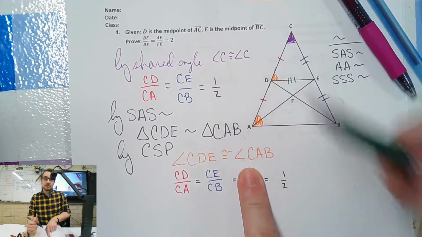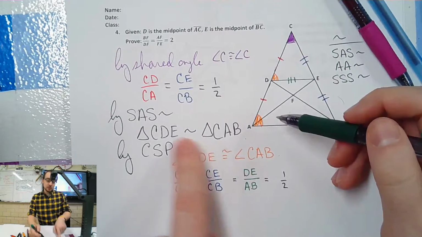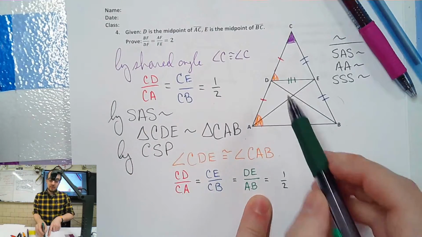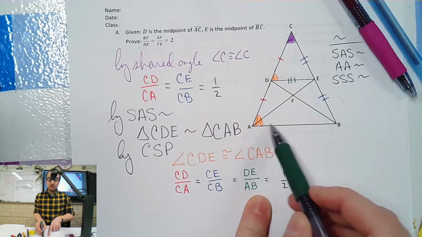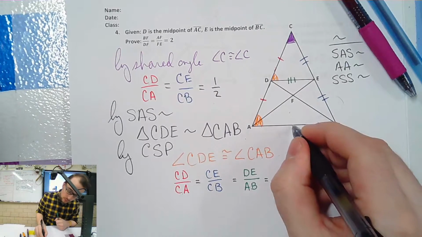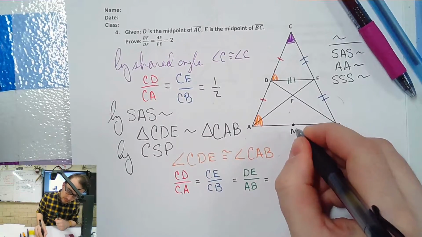That's half of this. So, if they're similar, which they are, then I should be able to say that they all relate by half. So that will be half of this. Now, here's how I'm going to mark that on my diagram. I'm going to put a point here. I'm going to say let M be the midpoint of AB.